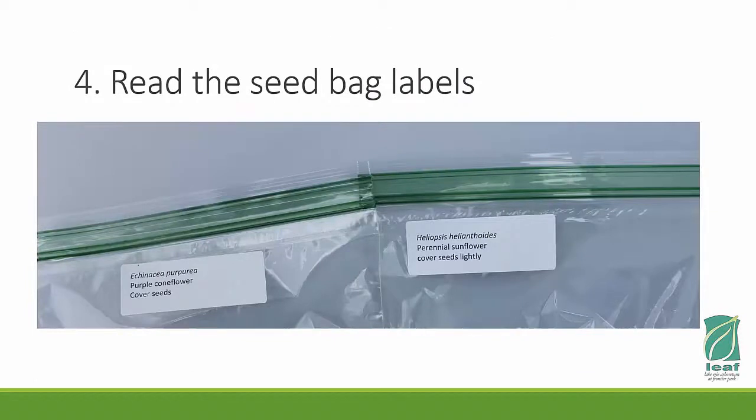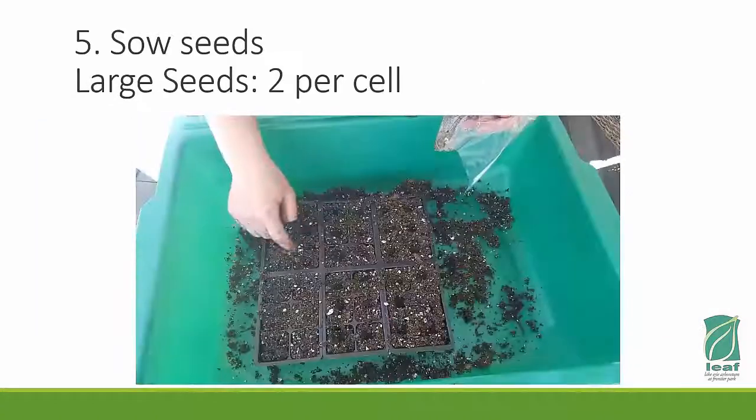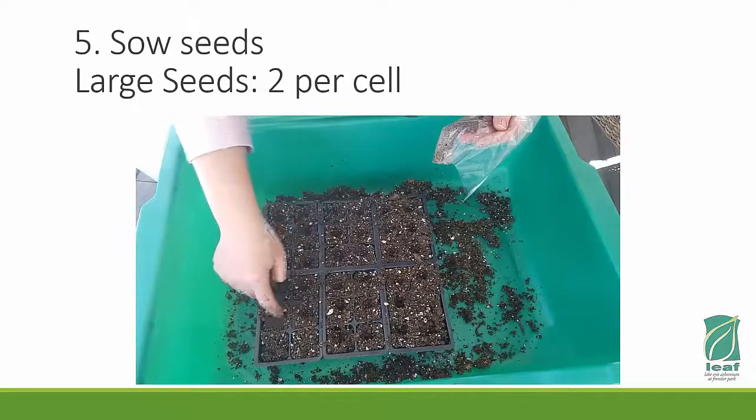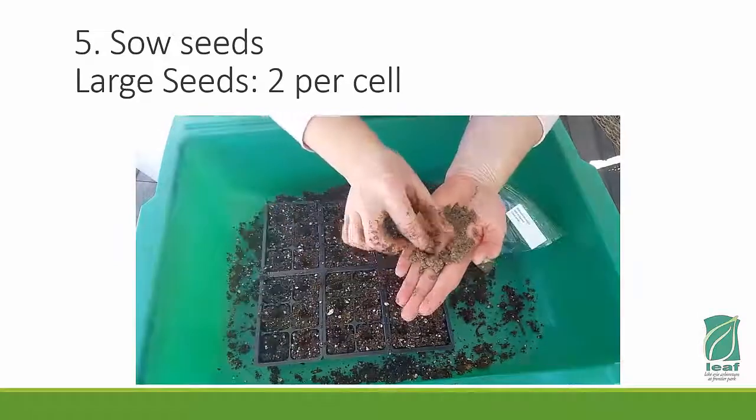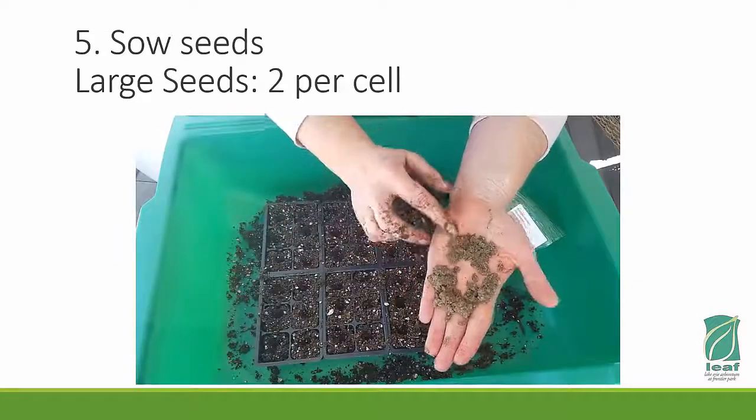Next, read the labels on your seed packs. Some of the seeds need light to germinate, and they will say to cover the seeds lightly. Some of the seeds need to be covered with soil in order to germinate, and the instructions will say to cover the seeds. Use your finger or a pencil as a dibble to make shallow holes in the surface of the soil. About 1/4 inch is deep enough.